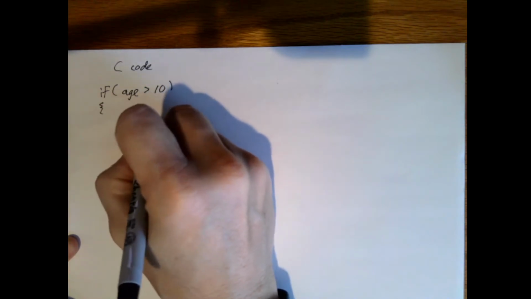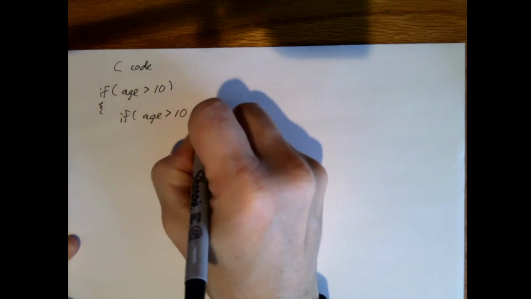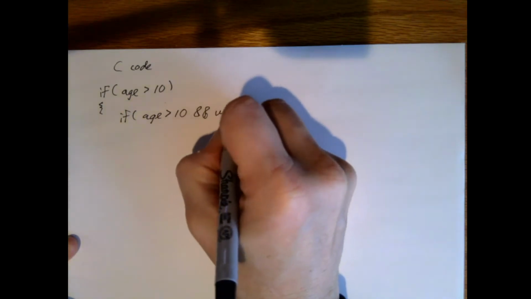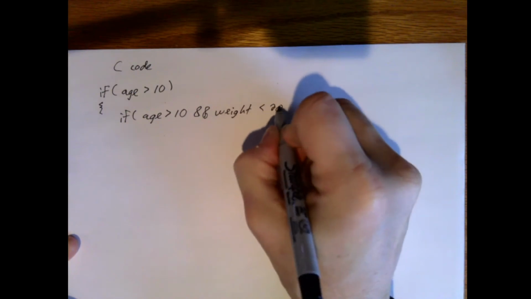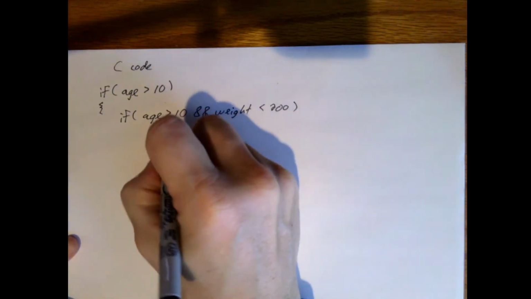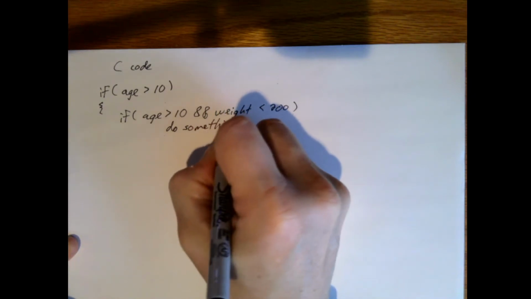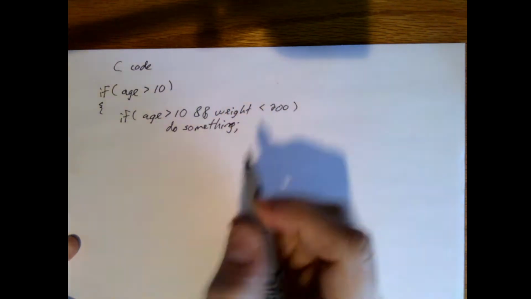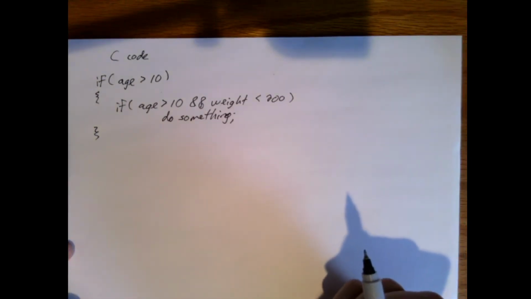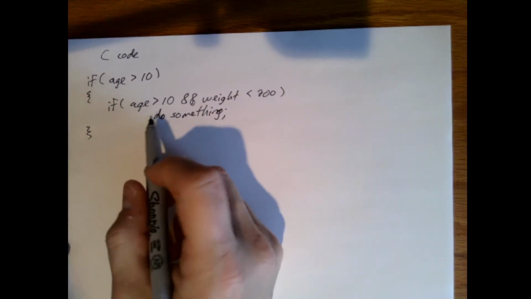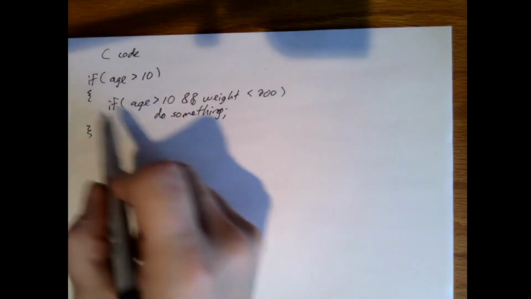If age is greater than 10 and weight is less than 200, then we would do something. That part doesn't really matter. And then close this up. Okay? So how can I use what we know so far about logic to analyze this and see, is there any way to tighten up this code?